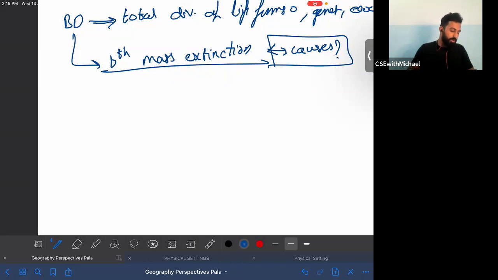Just writing a few words about different types of diversity. Three diversities are there. Genetic diversity refers to all the types and variety of genes that are found within the species of an ecosystem or a region, within a species.